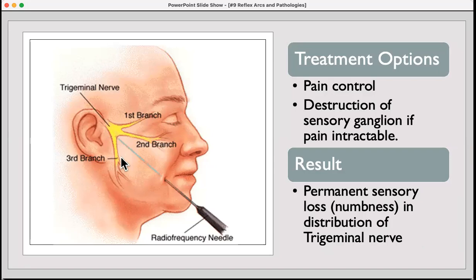So this trigeminal ganglia is just like a dorsal root ganglia for the spinal cord, for the peripheral nerves. But instead of a dorsal root ganglia, the cranial nerves have their own ganglia, their own sensory ganglia, since they're going to the brain rather than having to go through the spinal cord.